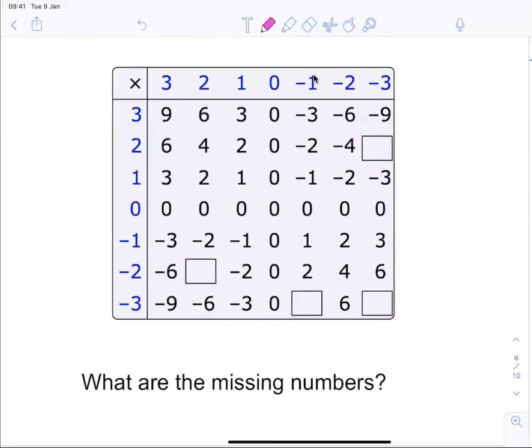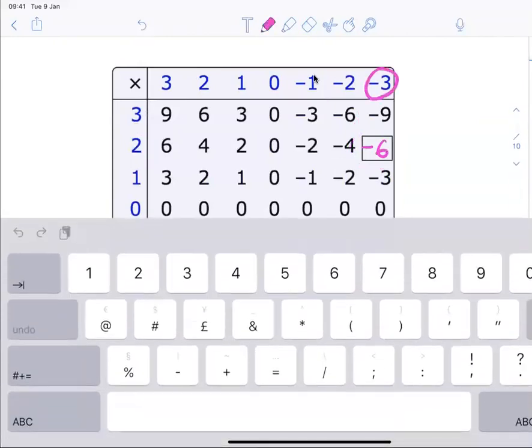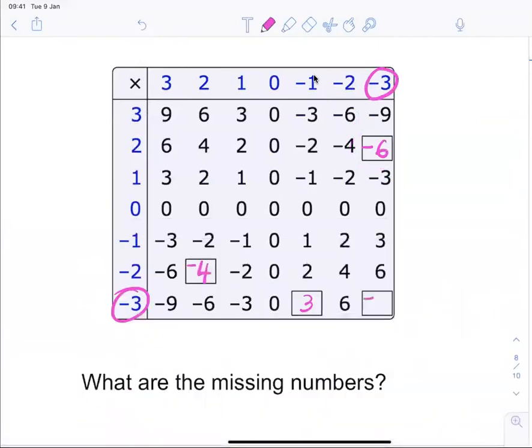Okay, so our missing values, we have -3 times 2, and that will give us -6. Our next one, here we have 2 times -2, and that will give us -4. And over here, we have -1 times negative 3, and that should give us 3 because it's a negative times a negative. And finally, for the last box, we have negative 3 times negative 3, and because both of those are negatives, we know that we're going to get positive 9, or just 9.